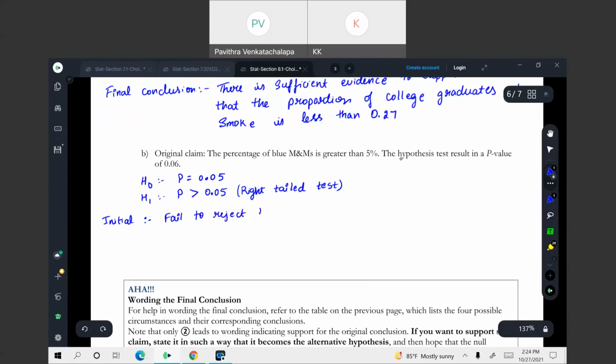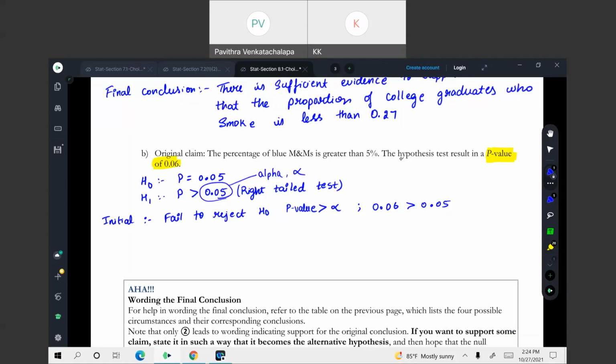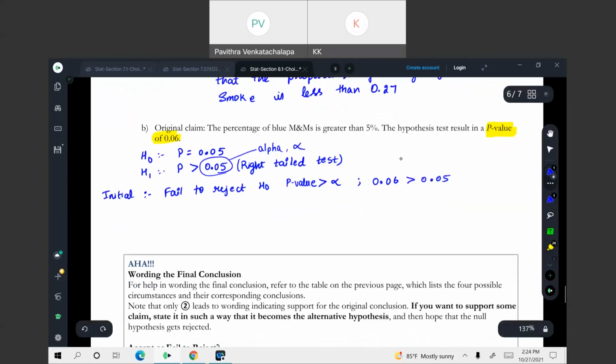Fail to reject H0 because the p-value is greater than alpha, right? The p-value here is 0.06. How do I know that? So let me write it as p-value. Okay, so 0.06 is definitely greater than alpha. So this will be your alpha. Since it is greater, we are going to write it as fail to reject the null hypothesis.